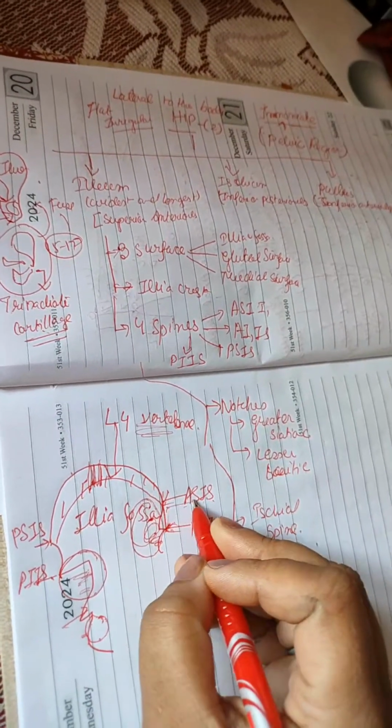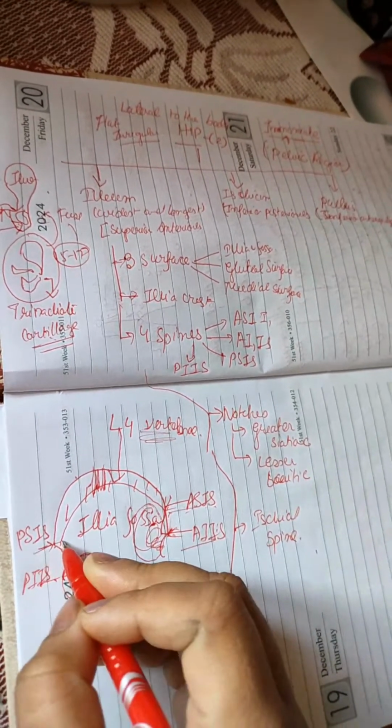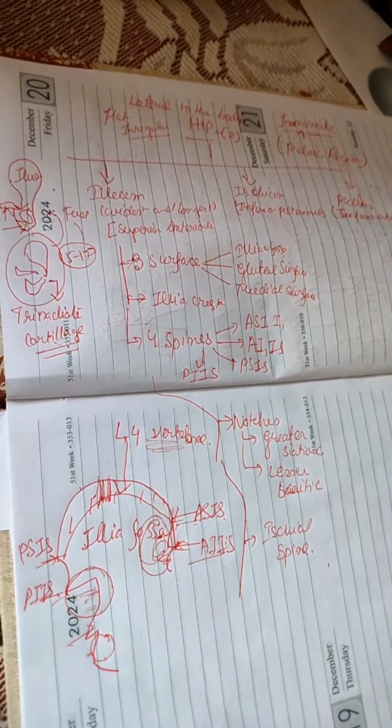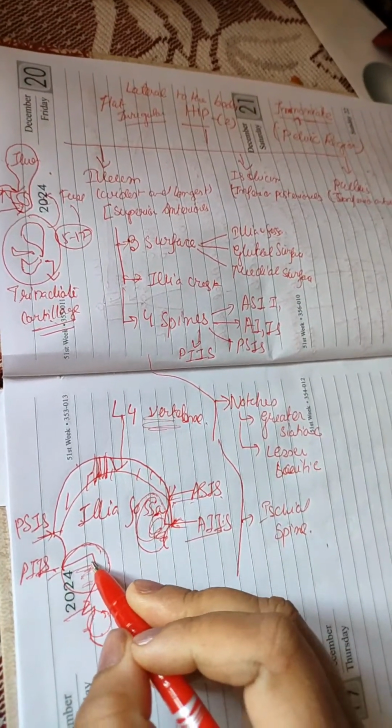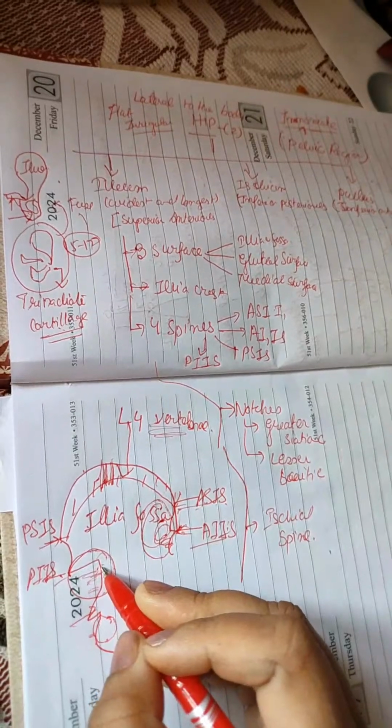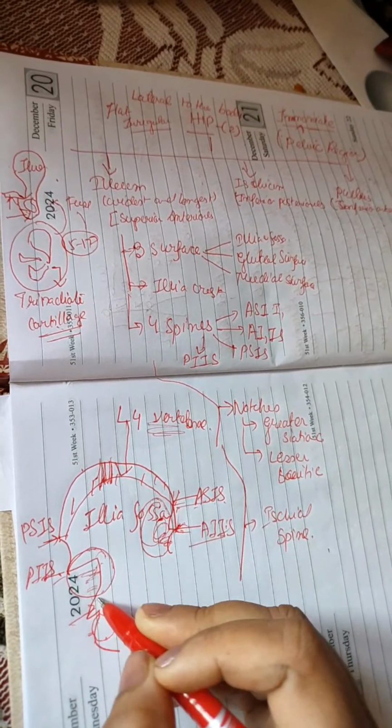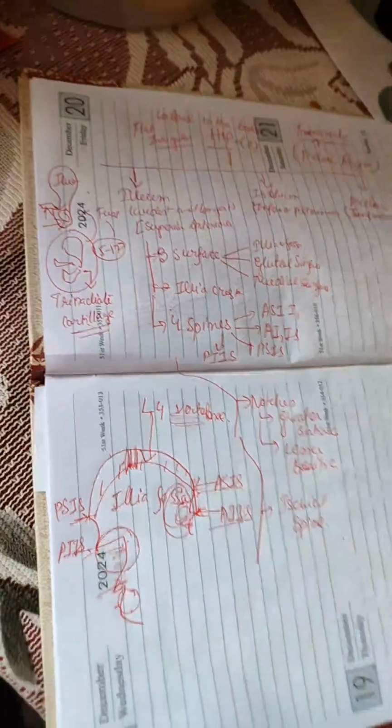Next, we have four spines: anterior superior, anterior inferior, posterior superior, posterior inferior. Posteriorly, we have two notches: greater sciatic notch and lesser sciatic notch. In between the greater and lesser, we have the ischial spine.